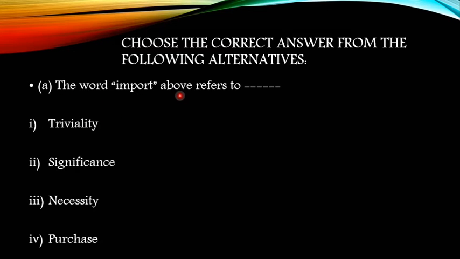The word import above refers to. I already told you when we were reading the passage, import means importance or significance. So let's find out the options. There must be only one correct answer and others are called distractors. So let's read them. Triviality. Triviality means something insignificant which can be neglected. So import doesn't go with it. Significance. Significance means importance. So significance sounds the appropriate answer. Still, let's move on, go through them. Necessity means requirement and purchase means buying. So the correct answer is significance.